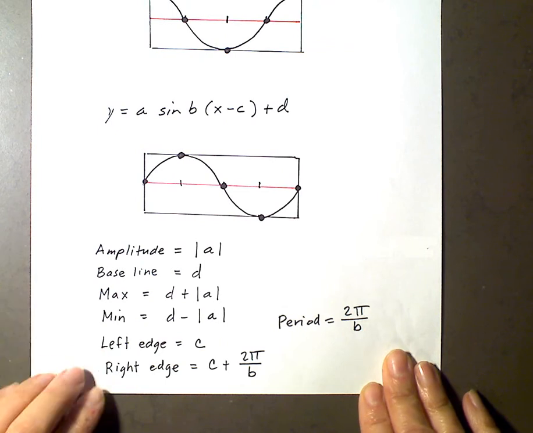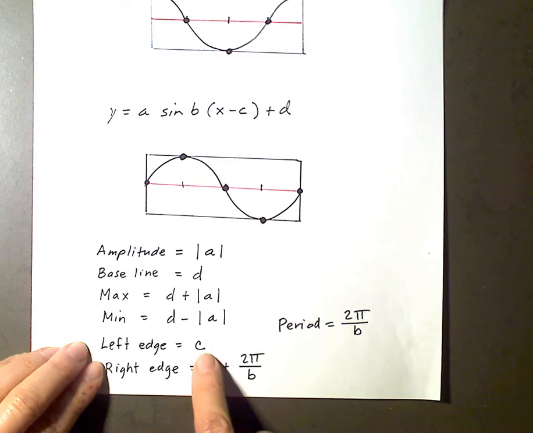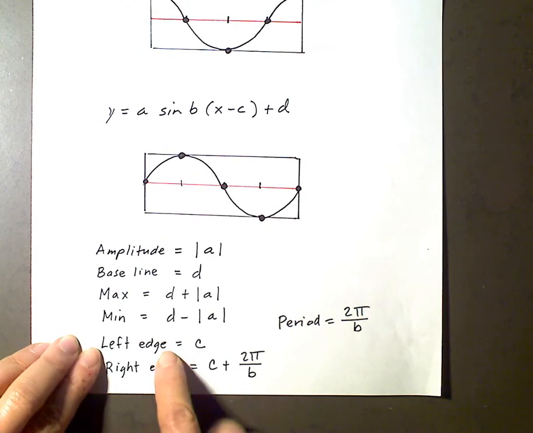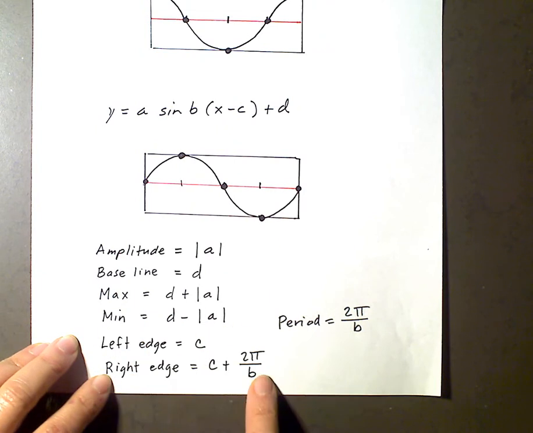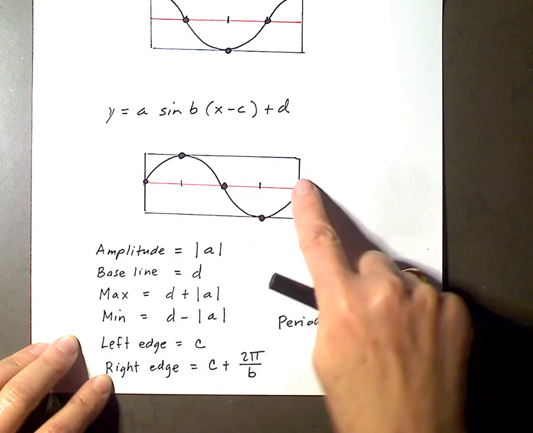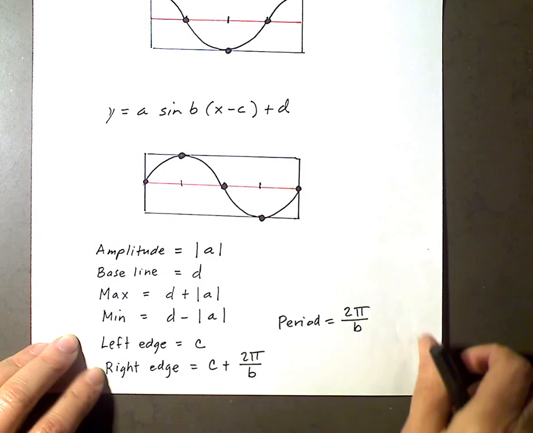Now, because we're going to be shifting right or left, we'll be talking about the left edge, or where the function starts, the period starts, and the right edge where it ends, and how to get the critical points. So you want to find all of these critical points, what they are, and what angle measures they are on the x-axis.